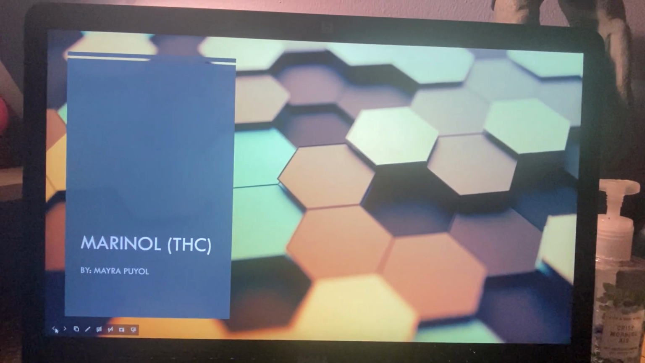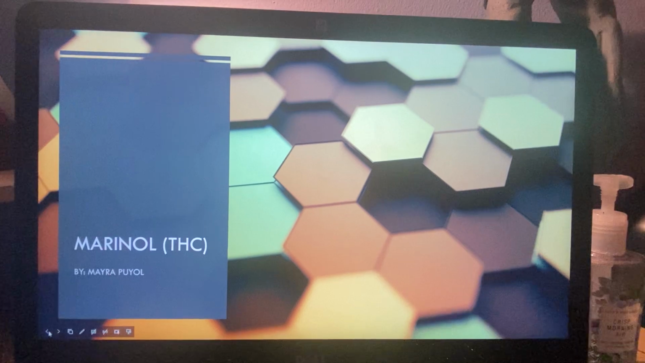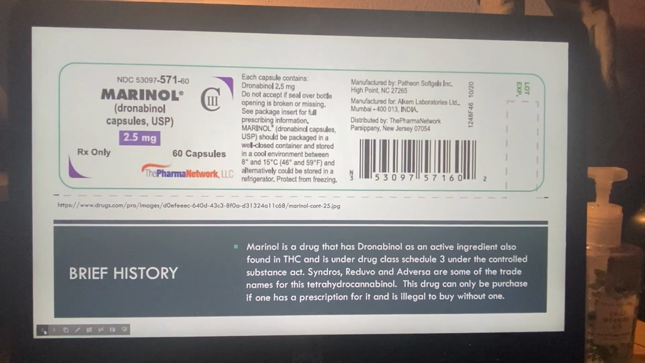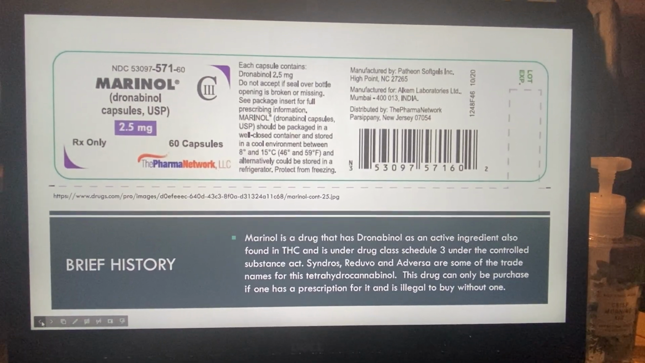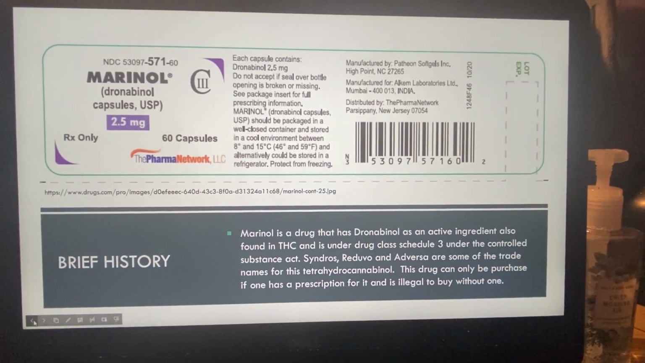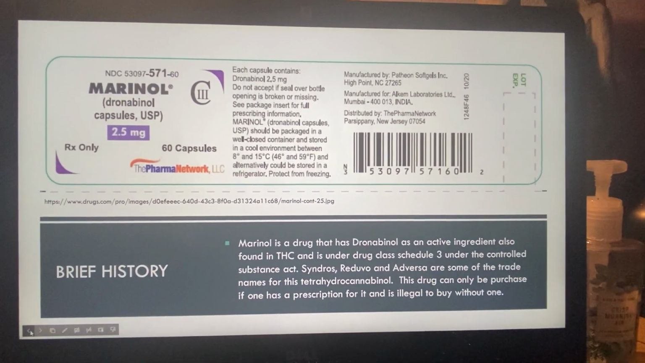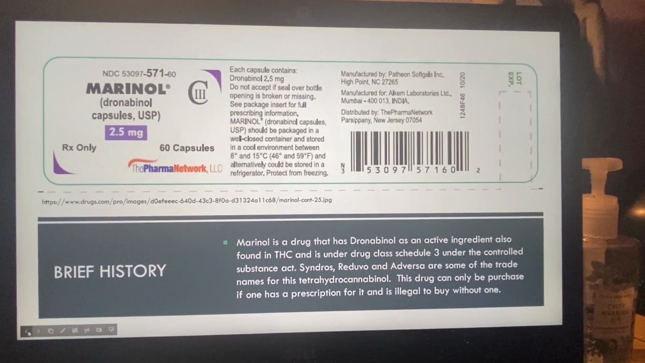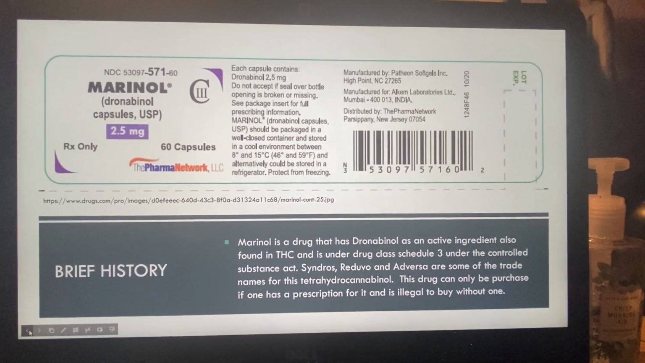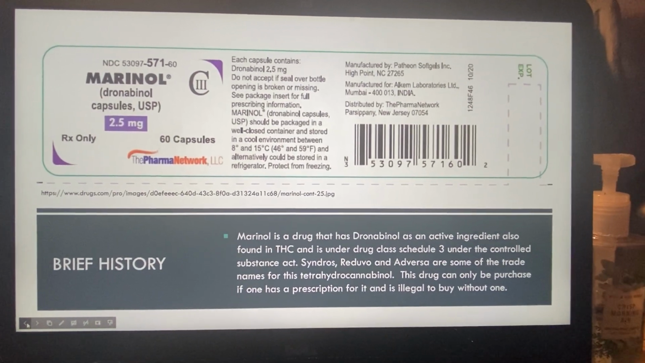Today I will be presenting my assigned drug from this semester, which is Marinol, also known as THC. So, a brief history. Marinol is a drug that has dronabinol as an active ingredient, also found in THC, and is under drug class Schedule 3 under the Controlled Substance Act. Some trade names include Syndros, Reduvo, and Adversa. This drug can only be purchased with a prescription, and is considered illegal to buy without one.